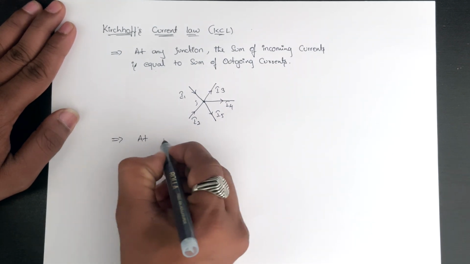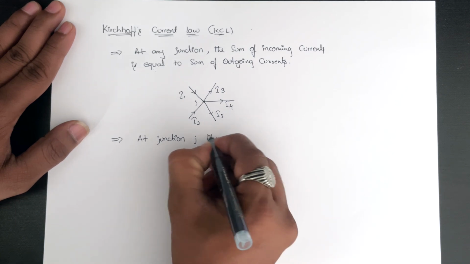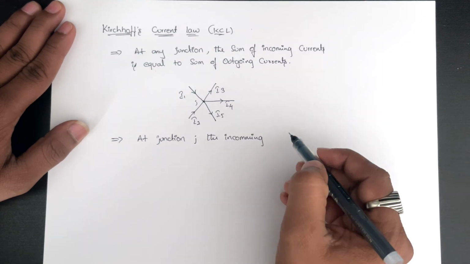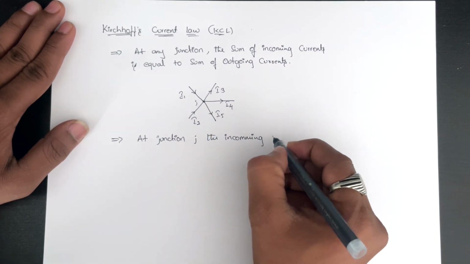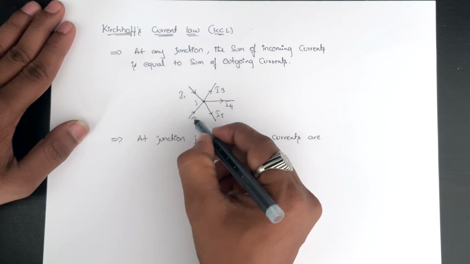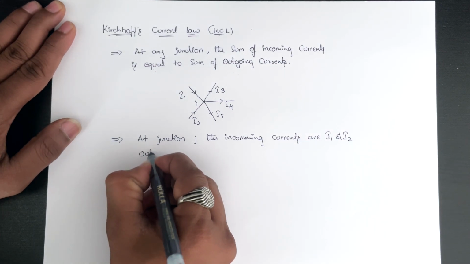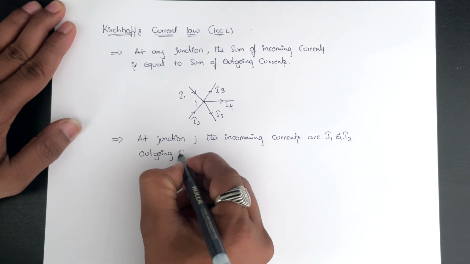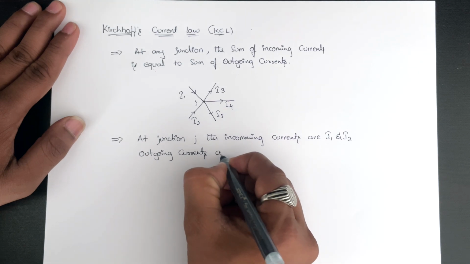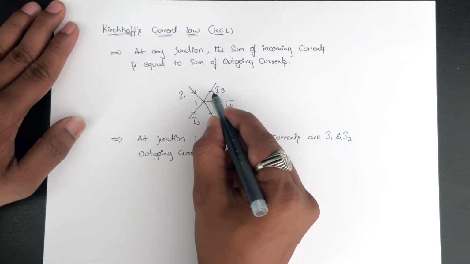we can state at junction J, the incoming current, or the current entering the junction, are I1 and I2, and the outgoing current, or the current leaving the junction, are I3, I4 and I5.